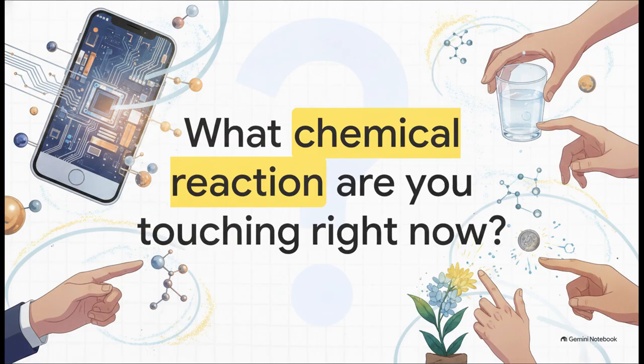I want to leave you with this provocative thought. If everything you see, feel, and use on a daily basis is really just a different combination of electrons shifting between elements in an endless quest for stability, what chemical reaction are you physically touching right now? Keep observing the world around you, because the invisible rules of chemistry are quite literally holding it all together.